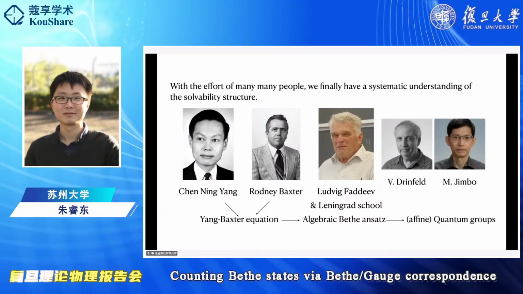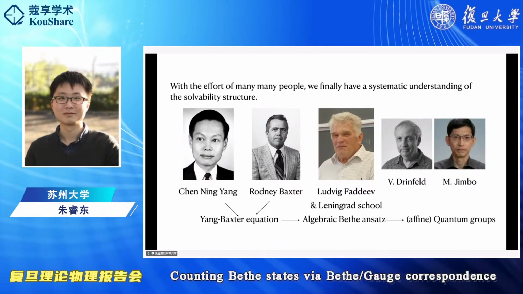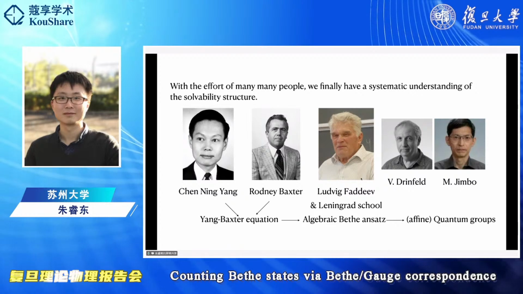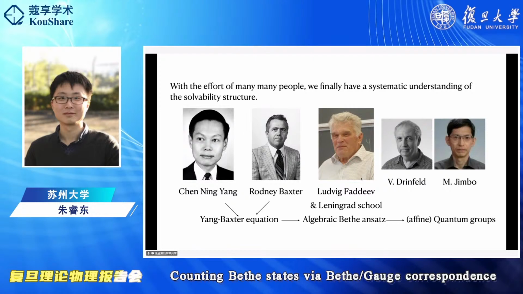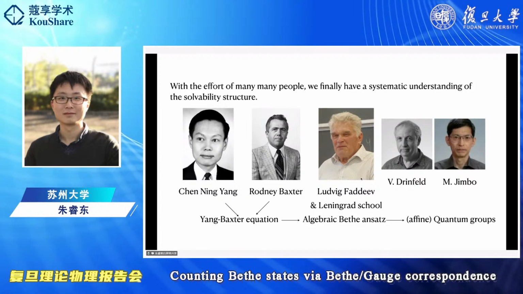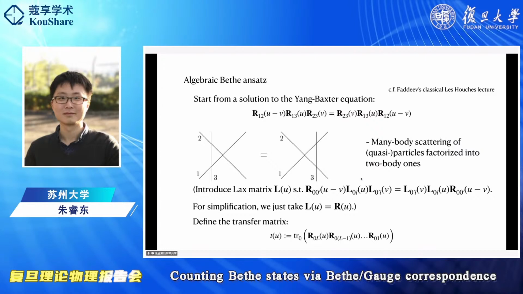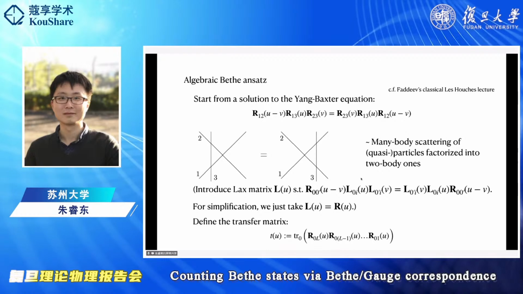So that's a very strong intuition for him. But with the effort of many people afterwards, now we have a quite systematic understanding of this solvability structure. We start from what is called the Yang-Baxter equation. We find a solution and we apply the algebraic Bethe ansatz. Then we can get the Bethe equation and solve the system. So let's review this process a little bit.